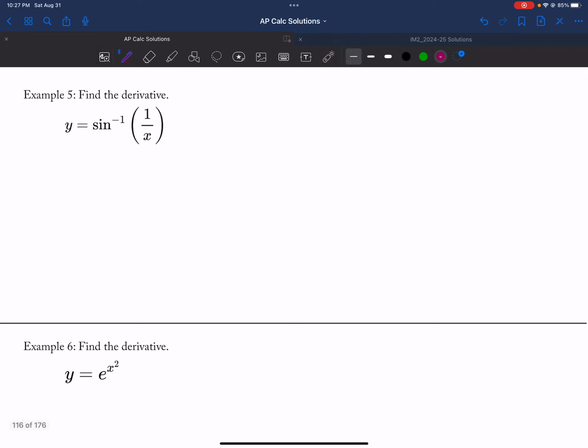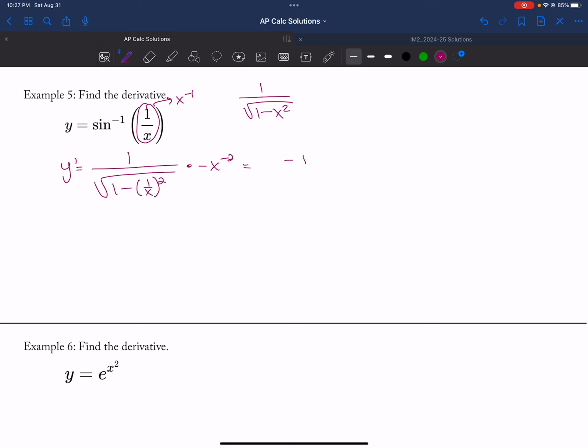Arc sine. So arc sine's derivative is 1 over root 1 minus x squared. So y prime is 1 over the square root of 1 minus my x squared. This 1 over x is x to the negative first power, so this is negative x to the negative second power.